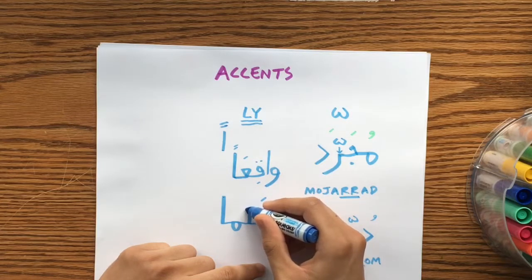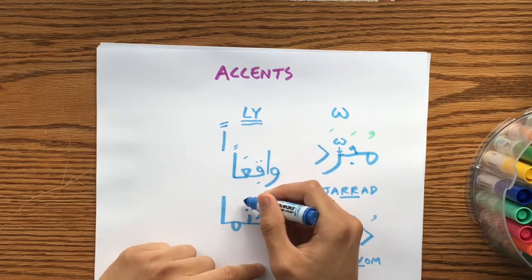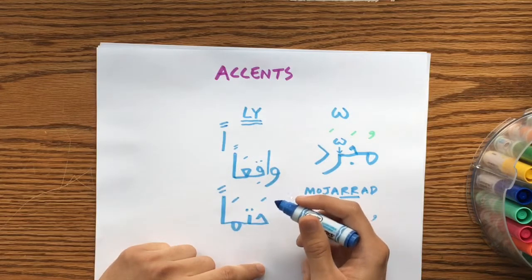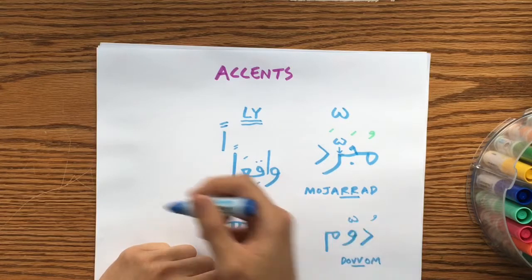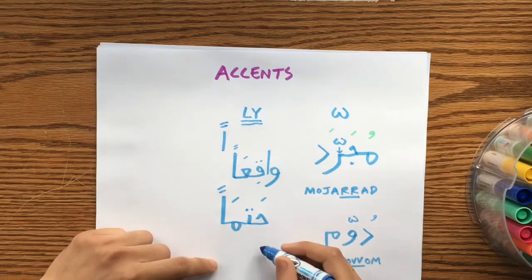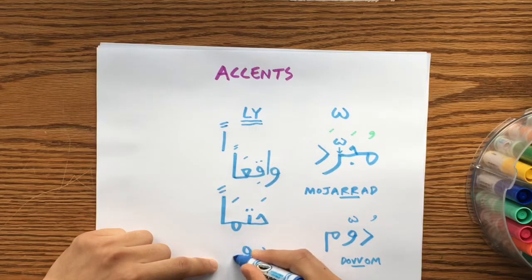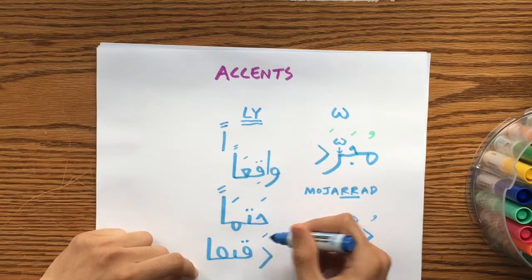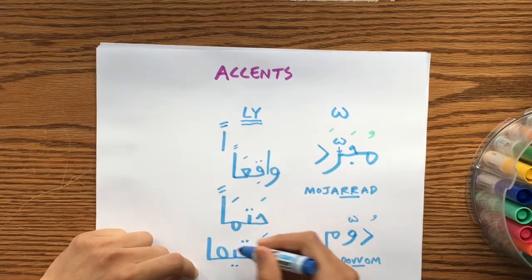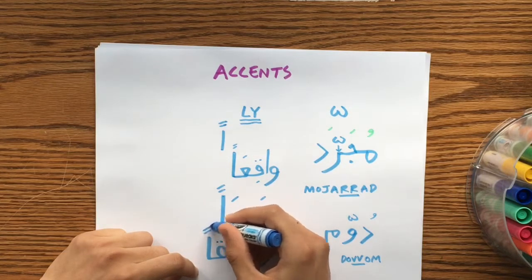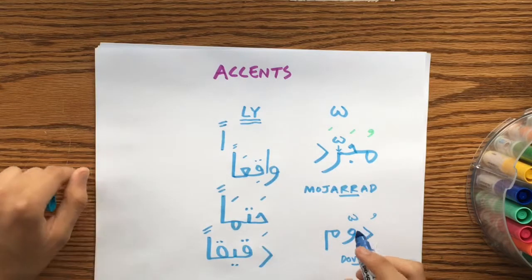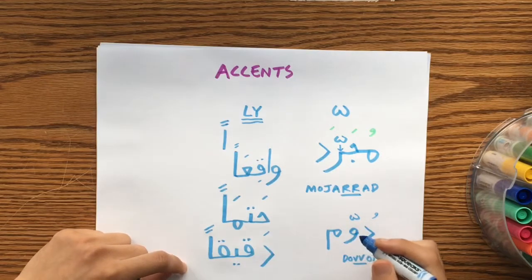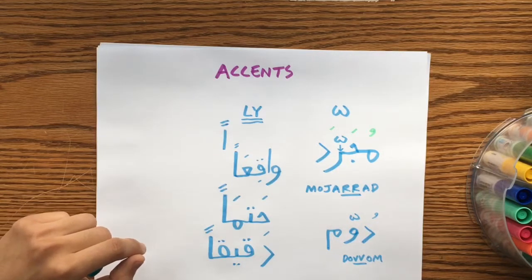You got your invisible ah up there. And over the meme as well, hatman, which means definitely. Like, are you coming to that party tonight? Hatman, definitely. And daqiqan. Daqiqan. Invisible a, e, tanveen. And this means exactly. Like if someone says something you really agree with, and then you say daqiqan, exactly. All right, what's the other?